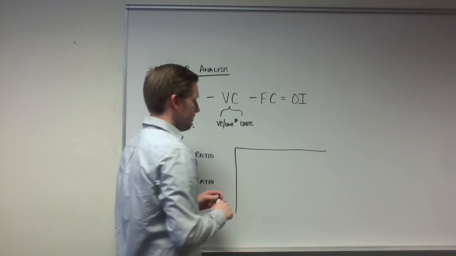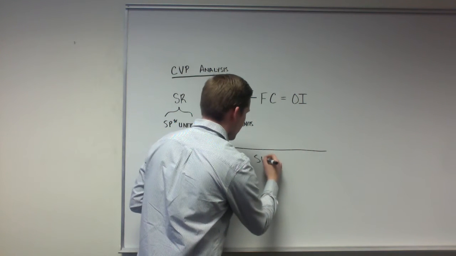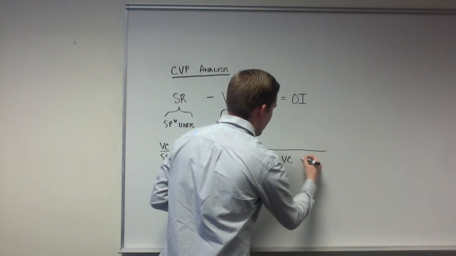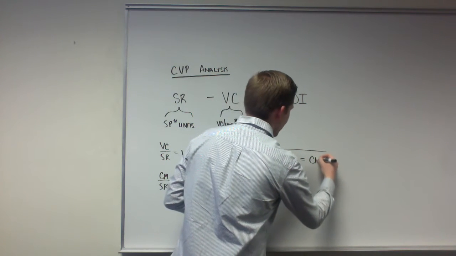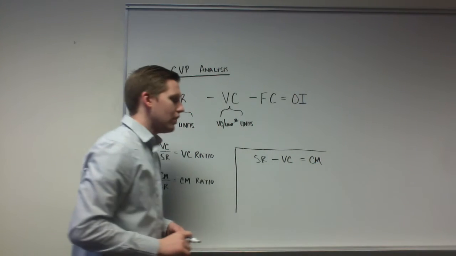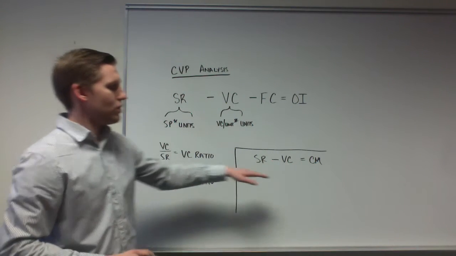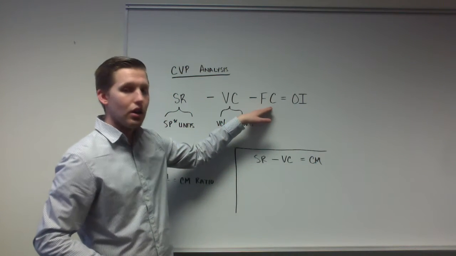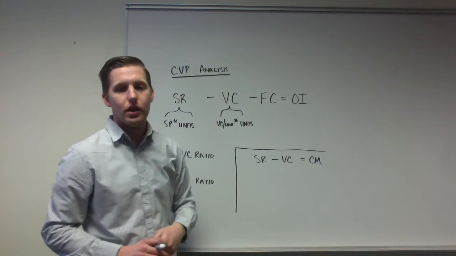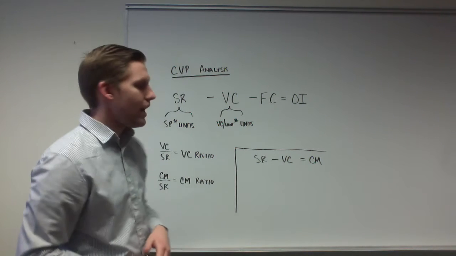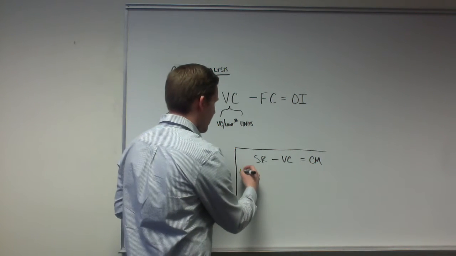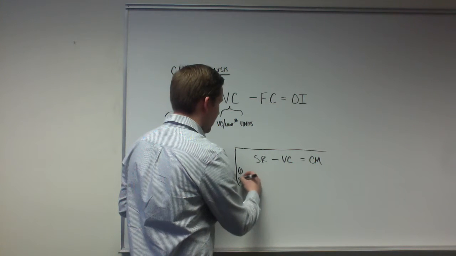Let's say we have our basic equation: sales revenue minus variable costs, and remember that leaves me with contribution margin. And then I use the contribution margin to pay for my fixed costs, which will then leave me with operating income.